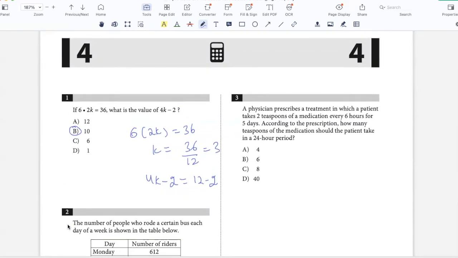A physician prescribes a treatment in which a patient takes 2 teaspoons of a medication every 6 hours for 5 days. According to the prescription, how many teaspoons of the medication should the patient take in a 24-hour period? So every 6 hours, it's 2. So 24 would be 8.